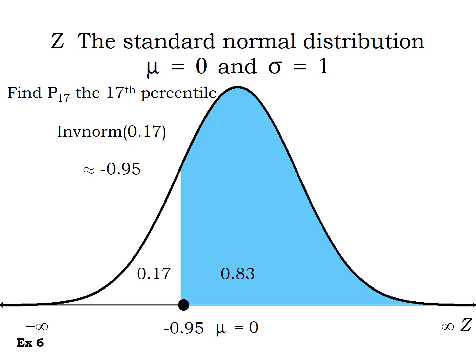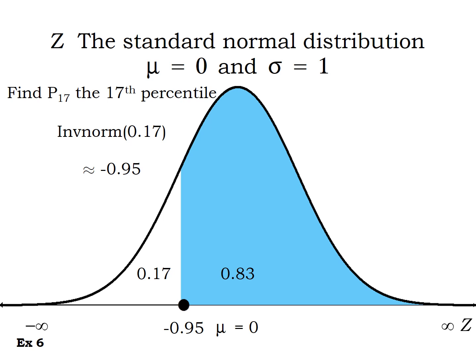Now I want you to pay attention to what just happened. In the previous example, we were looking for the 83rd percentile, and the z-score was positive 0.95. Now I want the 17th percentile and the z-score was negative 0.95. That's not a coincidence. If you look at those two graphs, they're exactly flipped images of each other. And because we have symmetry, if you go the same distance to the left of mu, so here if we go off to negative 0.95, the area in the left tail is going to be the same as the area to the right of positive 0.95, again, because we have symmetry.